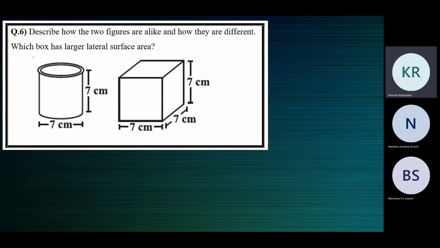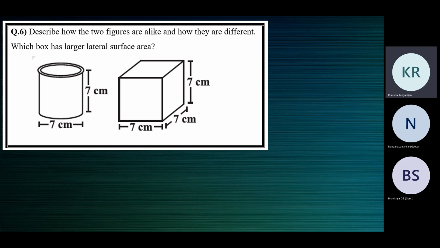Describe how the two figures are alike. Alike meaning the similarities. Describe how the two figures are alike, the similarities, and how they are different, their differences. So you can see that one object or one figure is a cylinder and the other is a cube. So you will have to write their similarities and differences.